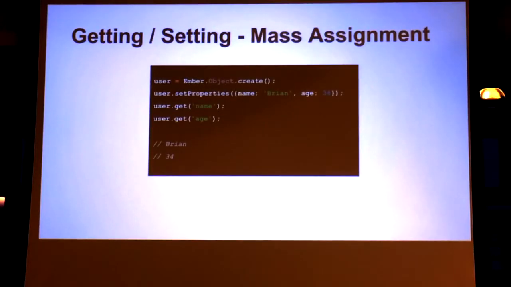You can do mass assignment as well. Just like get properties, you have set properties. Inside here, you pass the object that contains all the keys and values that you want to set. So if you have many things you want to do at once, or if you have a payload object or something like that, you can just pass it into set properties. So here, passing in name Brian, age 34, and we see down below that those values are set properly.